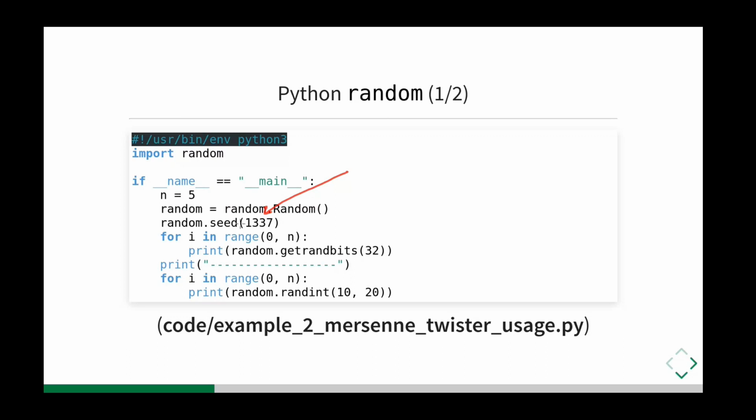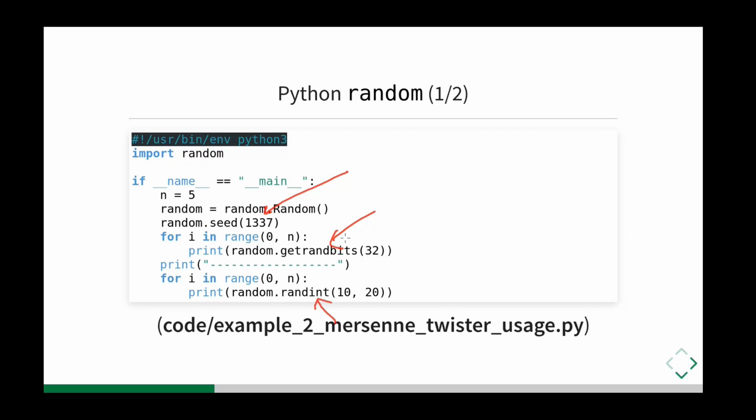Here I showed just two calls, which are the method getrandbits and the method randint. So the method getrandbits gives you the amount of bits you specified. For example, I did 32 here. So it gets me a number composed of 32 pseudo-random bits, so bits generated through this generator. And then I just print it in this example.